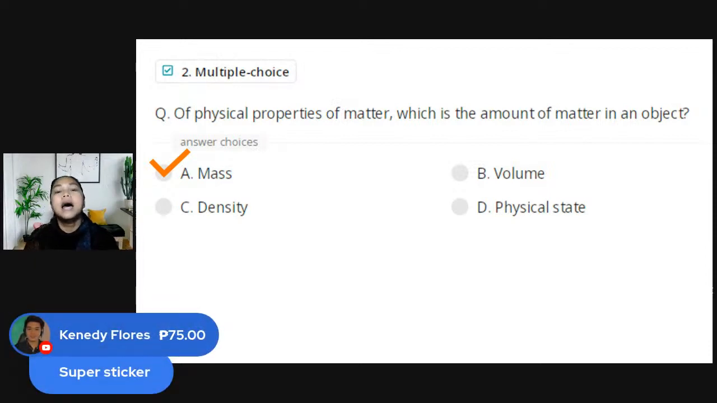Now, mass po at weight ay magkaiba. Hindi po sila magkaparehas. Mass, again, is the amount of matter in an object, while weight is the gravitational pull done on an object. And so, pag may question sa LET nyo, usually the question is, if your mass is 50 kilograms, your mass on Earth is 50 kilograms, what will be your mass on the moon?